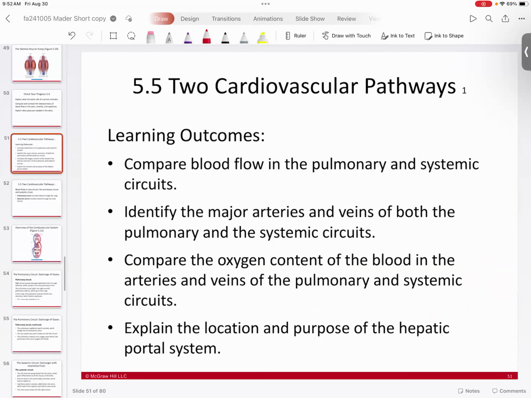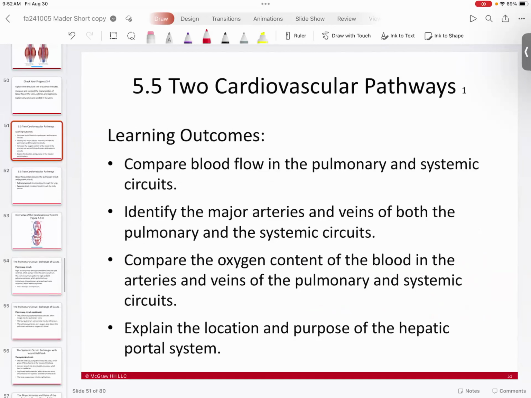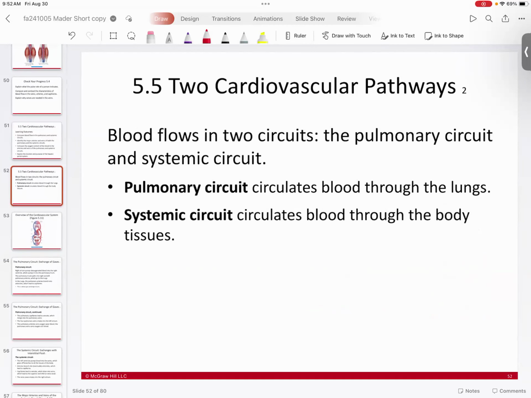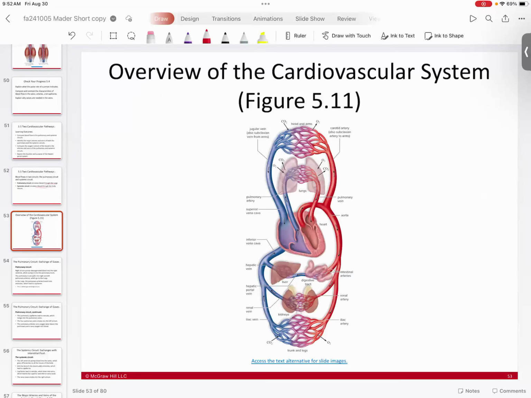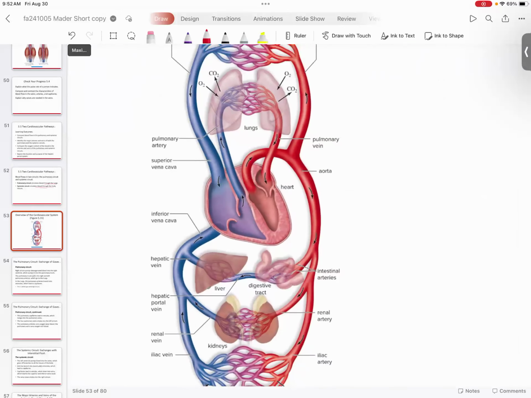Okay, now let's take a look at some cardiovascular pathways. We're going to take a look at the pulmonary circuit versus the systemic circuit, so the flow of blood through these two different circuits. The pulmonary circuit is circulation of blood through the lungs. The systemic circuit is circulating blood to the body tissues. And so this is kind of what you see.